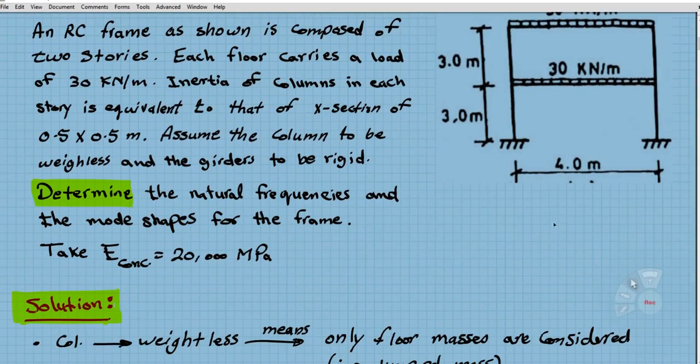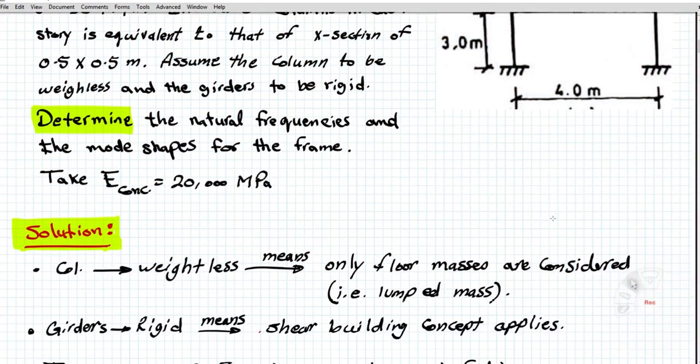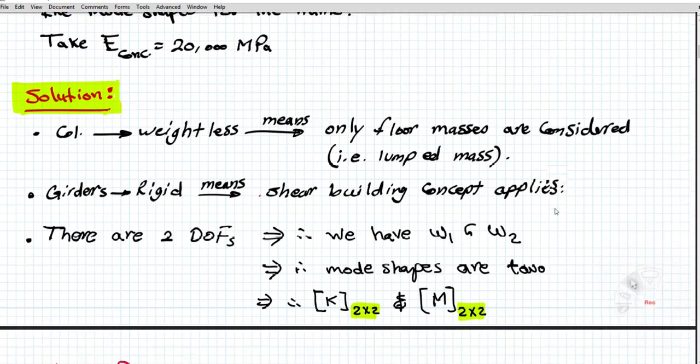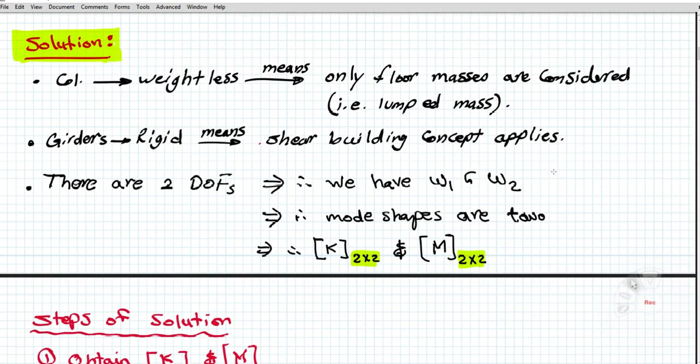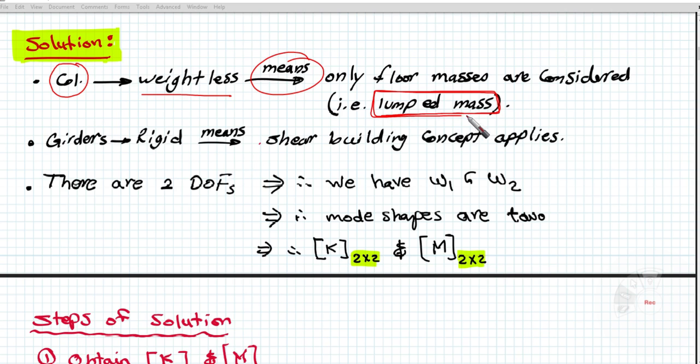We can go to the next part, which is related to the solution itself, and see how we are going to solve our problem. First of all, we need to think about some issues here, as I have mentioned before. Regarding the column, it is weightless. This means that only floor masses are considered, and we are going to consider lumped mass. And as we said, girders, they are rigid. This means that the shear building concept applies.